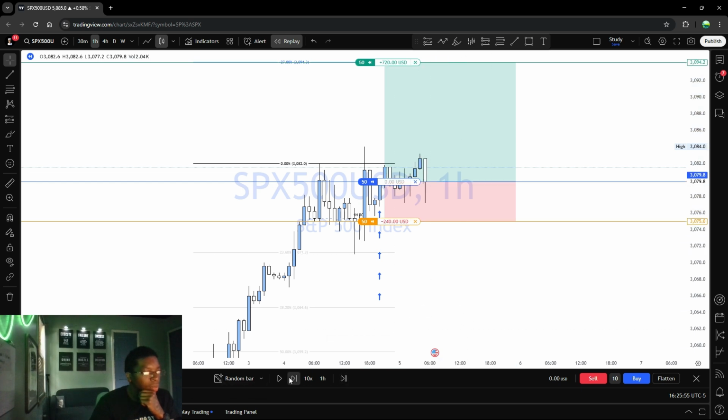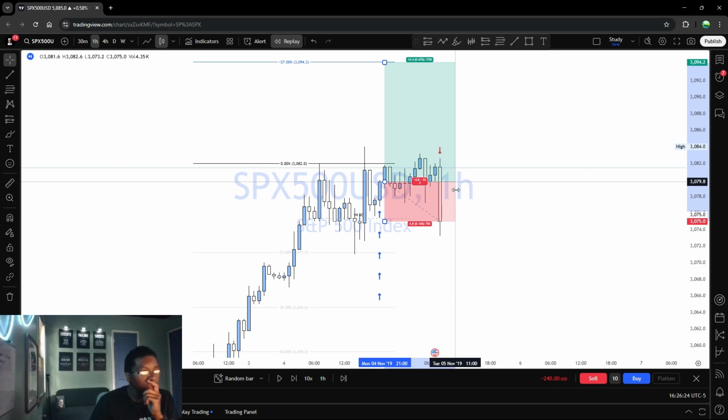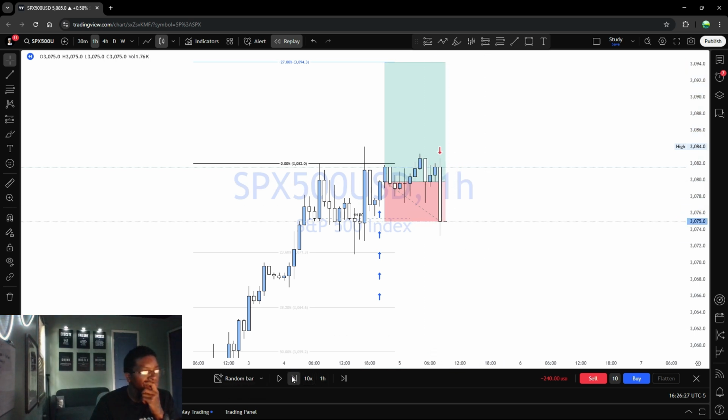Let's break these out. Okay, so we see price did break above here, credit this low point, and we see price break on this low. So I'm actually interested to see if price is going to continue selling here and actually get under this low, or what price is going to do. Okay, so it did.